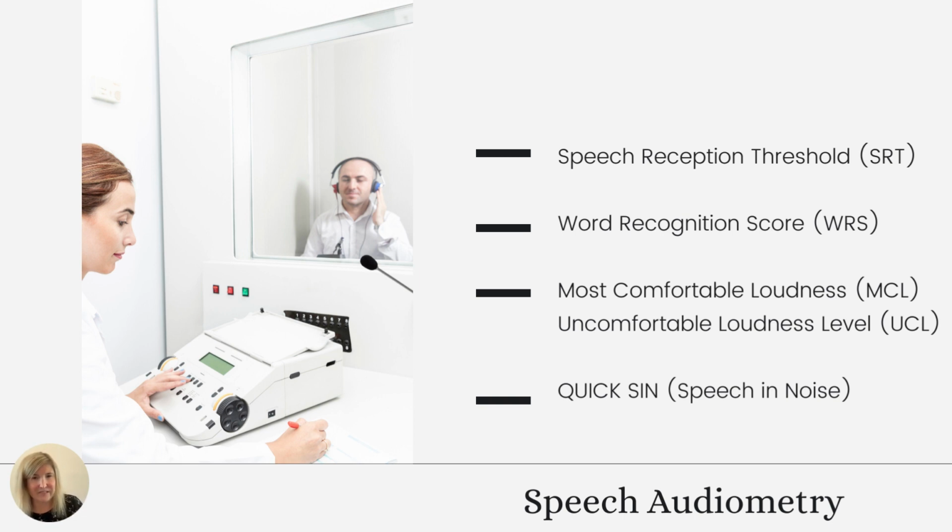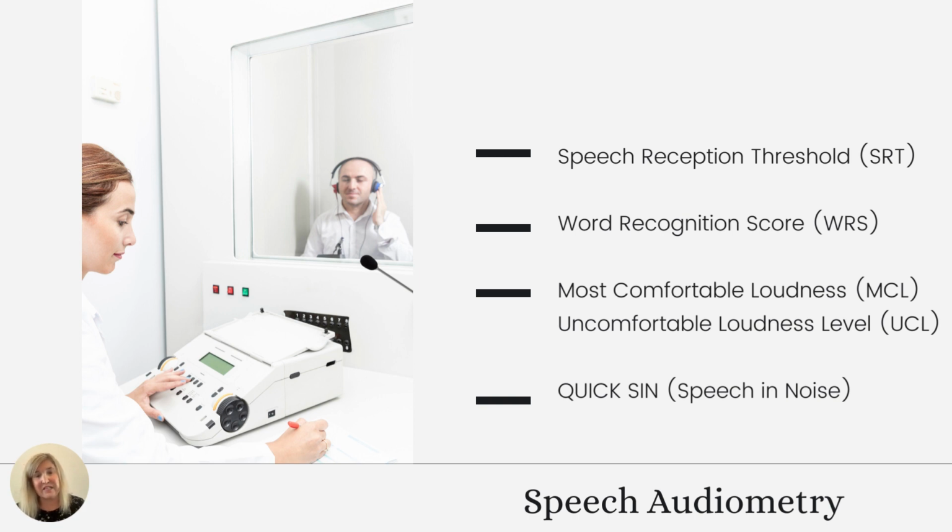The WRS, or word recognition score, refers to the percentage of correct words out of a list of 25 or 50 words. For example, say the word "such," and in order for the student to score correctly, they would have to repeat "such" correctly. The higher the score, the better the WRS.